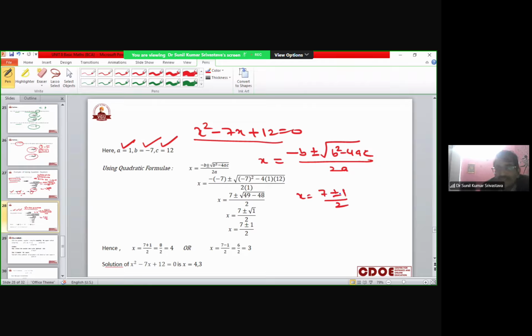If we take the plus sign here, what happens? x is equal to 7 plus 1 by 2, that is 8 by 2, which is equal to 4. And if we take the negative sign, x is 7 minus 1 by 2, that is 6 by 2, which is equal to 3. So taking the positive sign and the negative sign, x is equal to 4 and x is equal to 3. This is the method by which we can find the solution of a quadratic equation, the quadratic formula method.